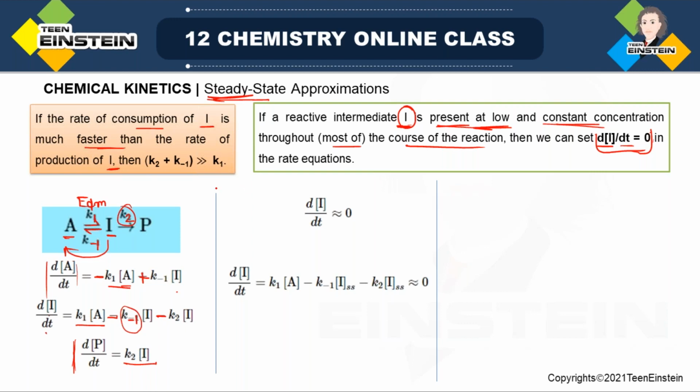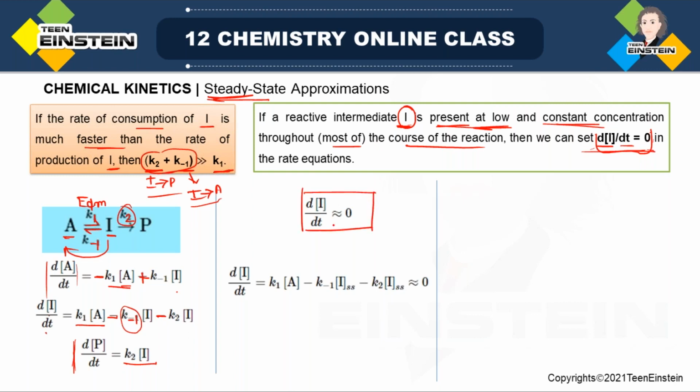So whenever we are considering steady state approximation, the values of K2 and K inverse 1, these two are the rate constants for consumption of I, because when it is K2, I is converted to P, and when it is K inverse 1, I is converted to A. So both these are for consumption of I, and as the rate of consumption of I is very high, obviously the summation of these two rate constants will be very, very high compared to K1. So for steady state assumption, we can consider this condition.